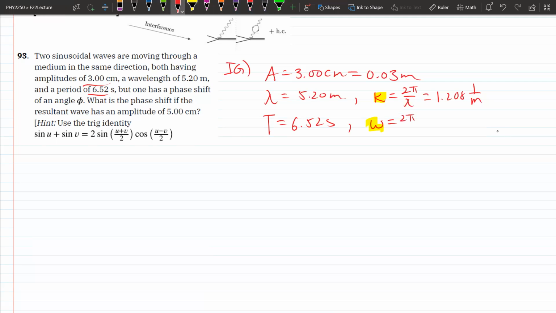So omega is also 2 pi over the period, and that turns out to be 0.9632, and this has units of radians per second. Everything is in SI units. One wave has a phase shift of phi, but the problem didn't tell you what it is. What is the phase shift of the resulting wave? What is the phase shift if the resultant wave has an amplitude of 5 centimeters instead? So apparently, by having a phase shift, it changed the amplitude of the resultant wave somehow.